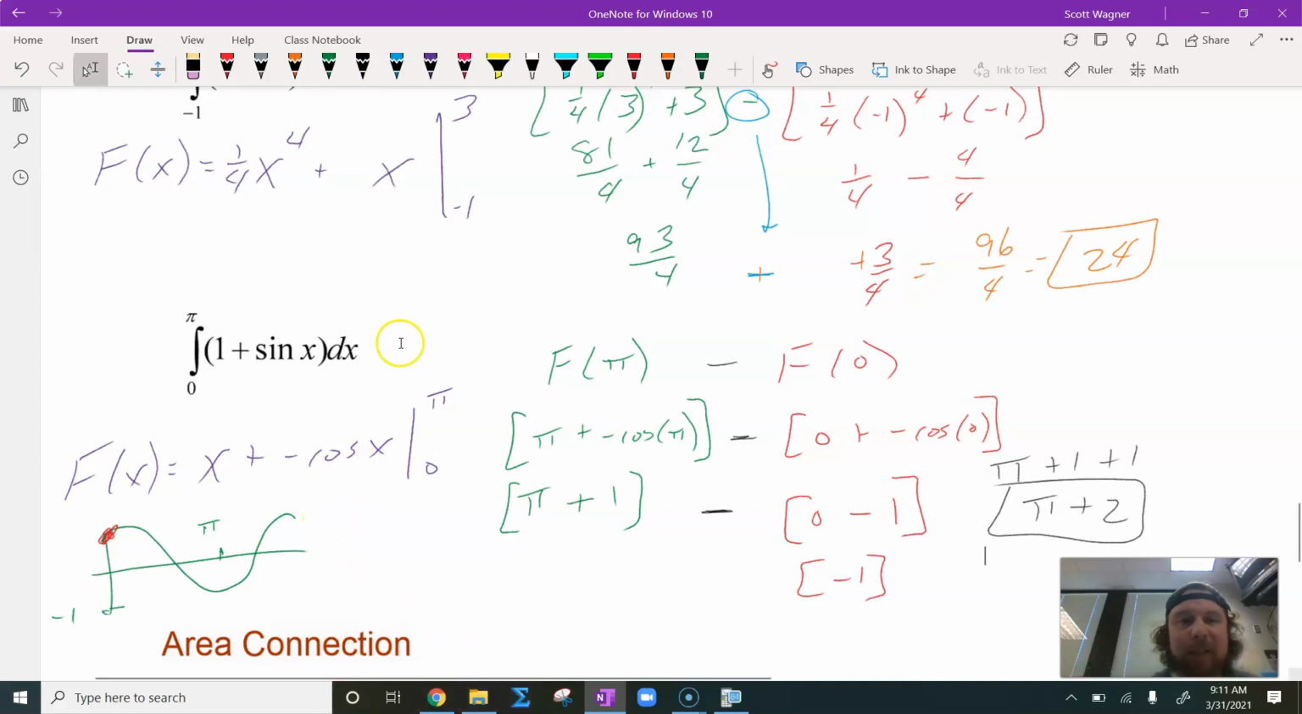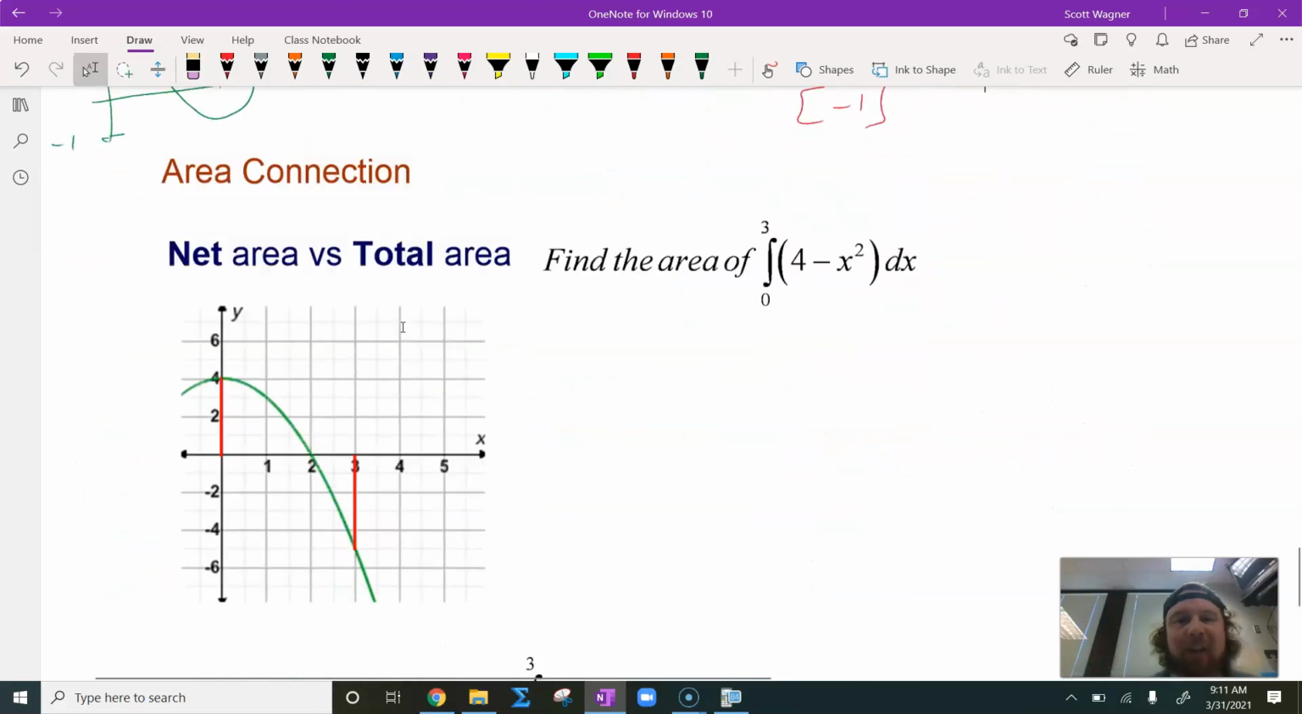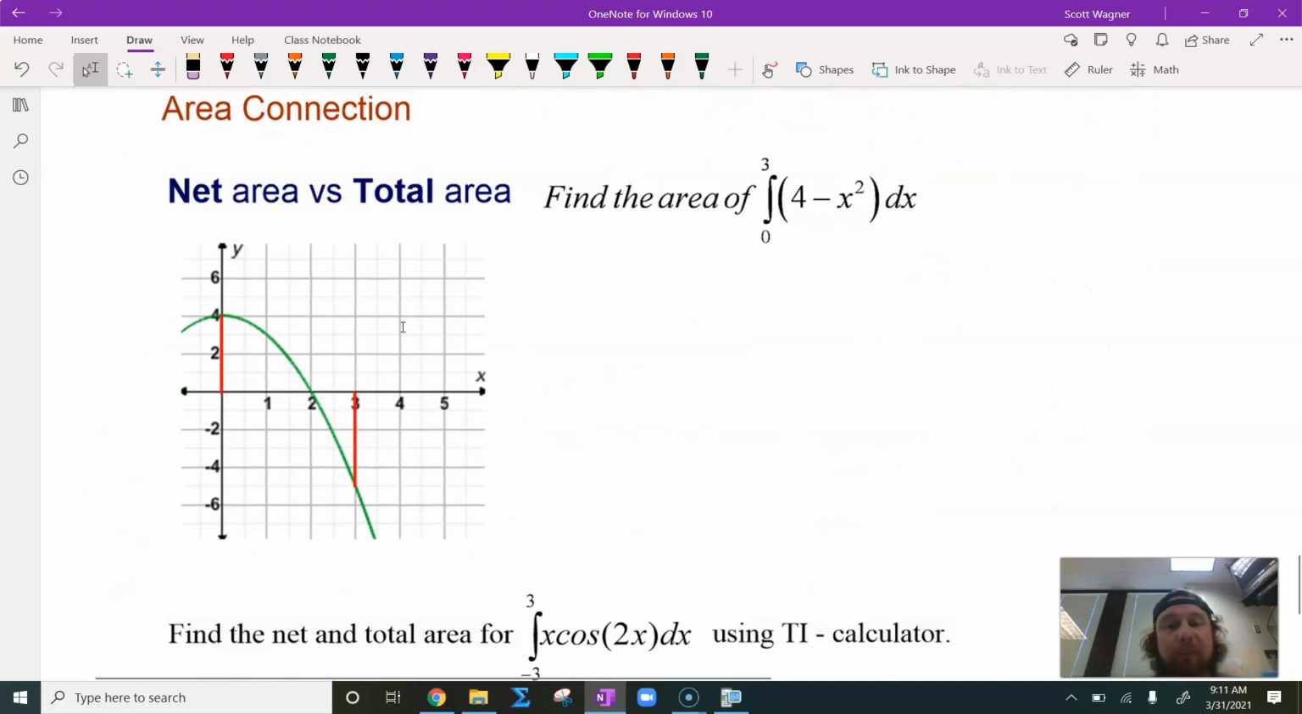It's pretty neat stuff. All right. How about an area connection? There's two different ways we can look at area. And we've been talking about integrals being, hey, it's just an area. All it is, is the area that's bounded between the curve or the graph or the function and the x-axis.